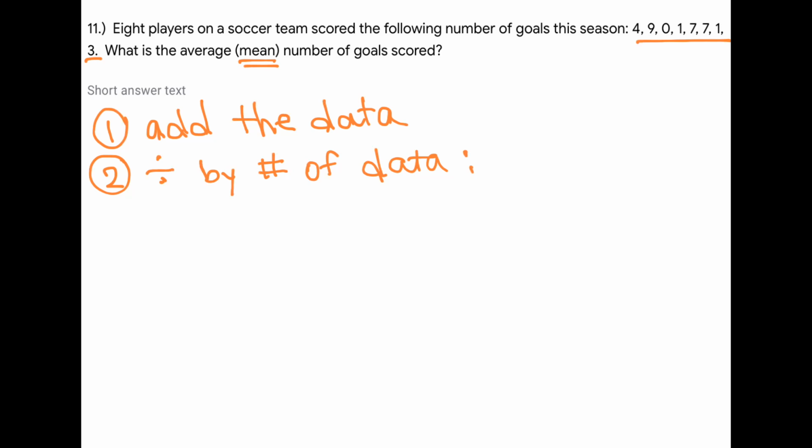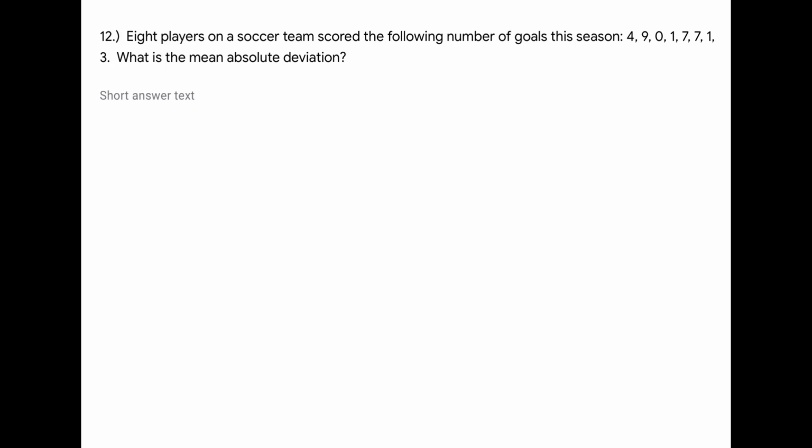So we are going to divide by, let's count them. We have 1, 2, 3, 4, 5, 6, 7, 8 pieces of data. So after you add the data together, you are going to divide by 8, and that will give you your mean. 8 players on a soccer team scored the following number of goals this season. Here's our goals again. What is the mean absolute deviation?